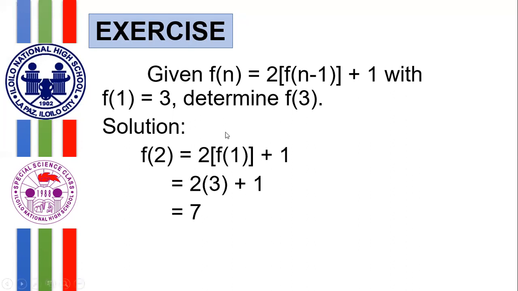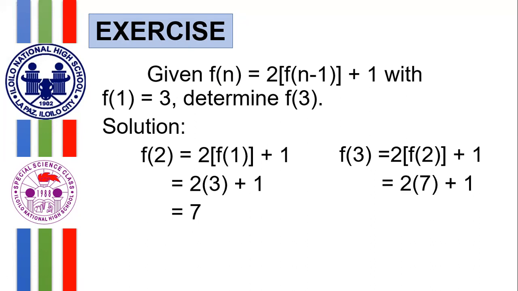So if we have f of 3, we will replace all n's here by 3. So you have f of 3 equals twice of f of 2 plus 1. But we know that f of 2 is 7. So replacing f of 2 by 7 gives us 2 times 7 plus 1, which is 14 plus 1, or 15. So 15 is the third term of this sequence.